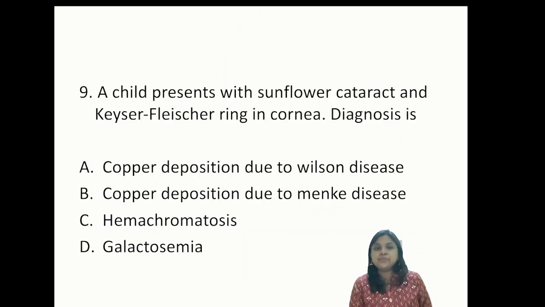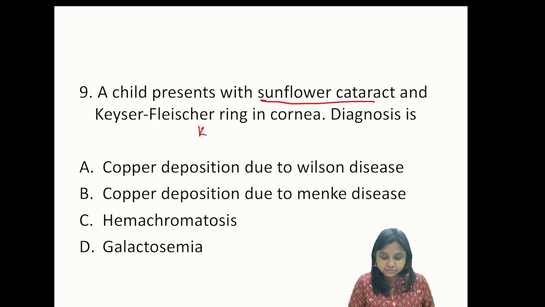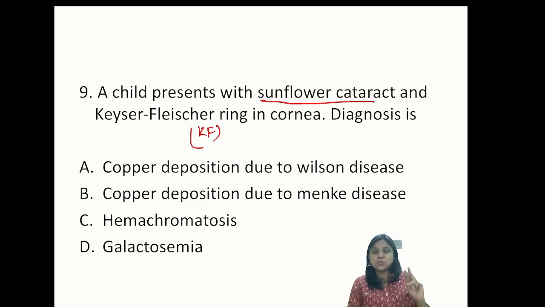Coming to question number 9. A child presents with sunflower cataract and Kayser-Fleischer ring in the cornea. So it's better known as the KF ring. So you are given two ophthalmological findings in a child: sunflower cataract with KF ring in cornea. So it is because of copper deposition. It is nothing but Wilson's disease.